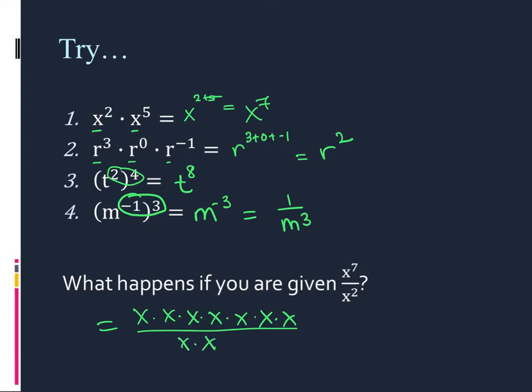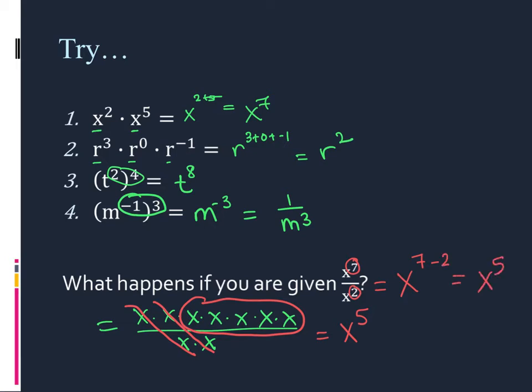So if I go to simplify this, I have an x on the top and an x on the bottom, so those are going to cancel. I have another x on the top and an x on the bottom, and then what that does is that gives me 5 x's being multiplied by each other, or x to the 5th. So if I look at my relationship between my exponents on this quotient here, that's really the same thing as saying x to the 7 minus 2, which gives me x to the 5th.